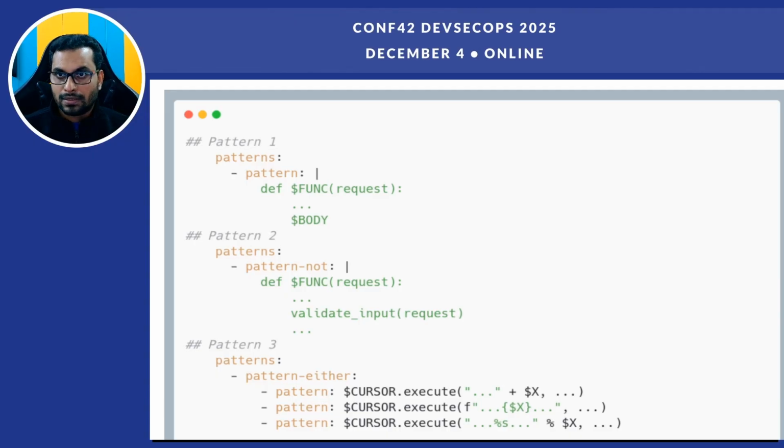As I said, you could have a bunch of patterns in there. The first pattern, if you see, patterns defines one or more patterns. So you can list additional patterns in here. And as you can see, this is a multi-line pattern, not a single-line pattern. Pattern 2 is also a multi-line pattern, but it's a negation of a pattern, which says pattern-not. And the third one is basically a pattern-either, which means this is actually a rule for finding SQL injection, and there are 3 patterns. If any of them matches, the rule will alert that there's an SQL injection.